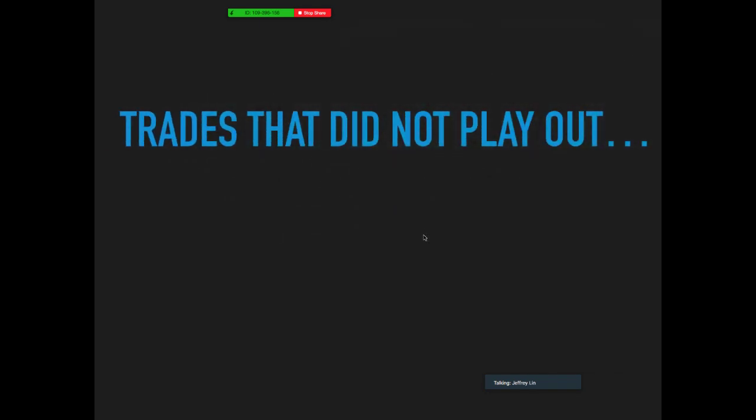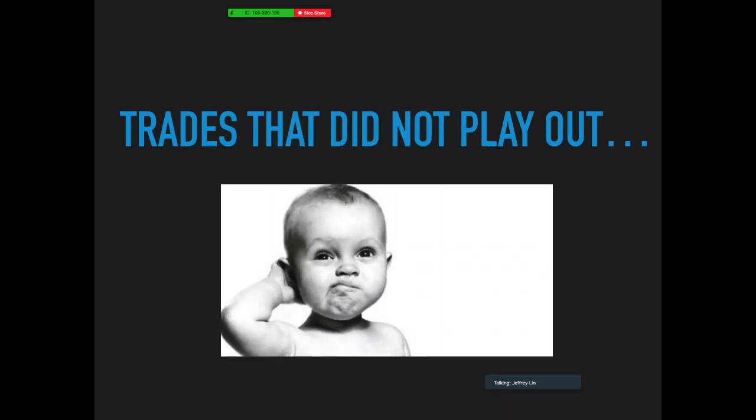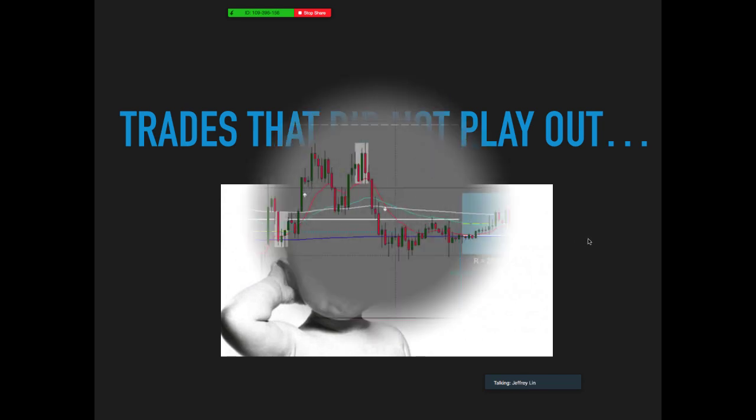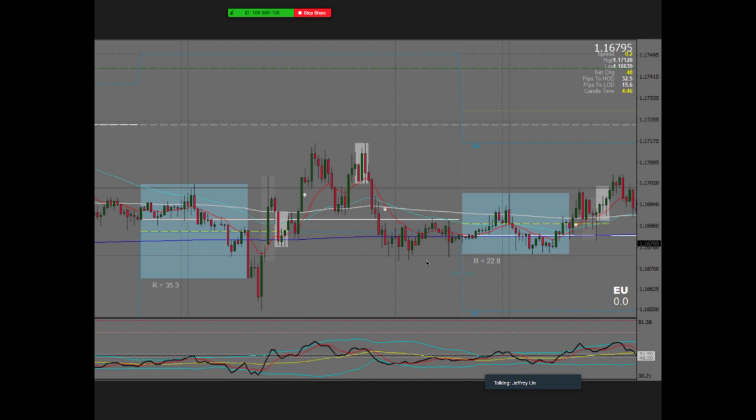Okay, so we can also look at trades that did not play out, okay? We took some trades yesterday that didn't play out, and they were 13/50 trades, okay? So we're going to go over those trades because it's important to look at trades that did not work out as well, because you're going to get setups that don't work out, okay? That's part of trading. They're not always going to work out. They're not always going to be 100%. But the key is to minimize your losses on things like this, right?